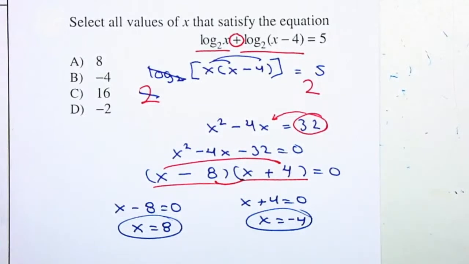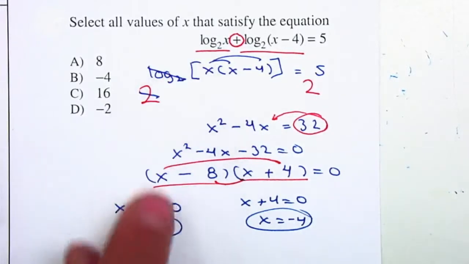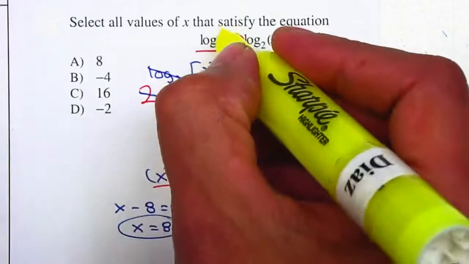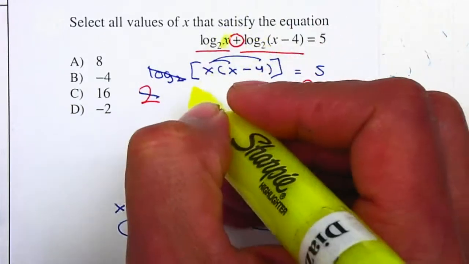But you do have to be careful, because whenever we have logs, we might end up with extraneous solutions. Solutions where you did everything perfectly, but they might not be correct. And the case with logs is that we cannot take the log of 0 or a negative number. It has to be positive.